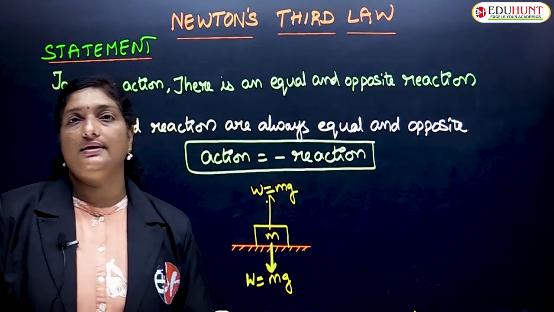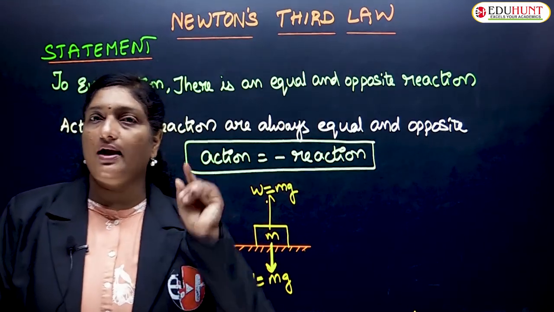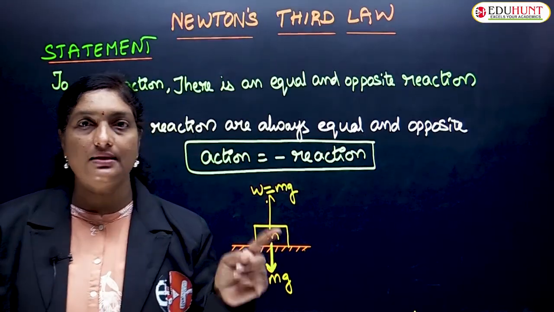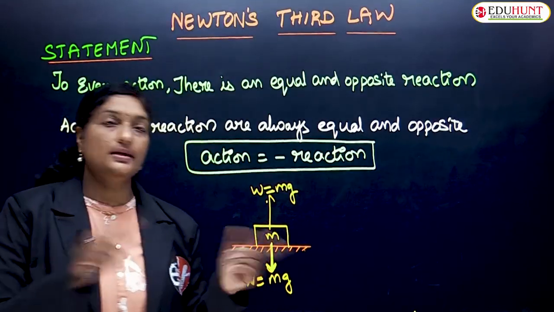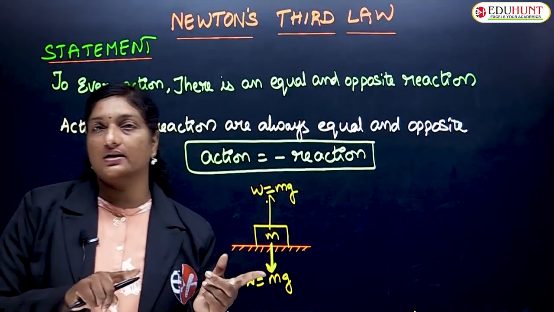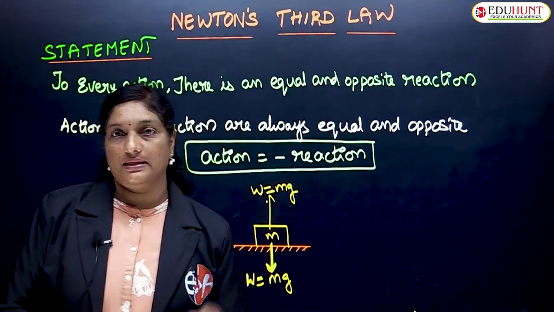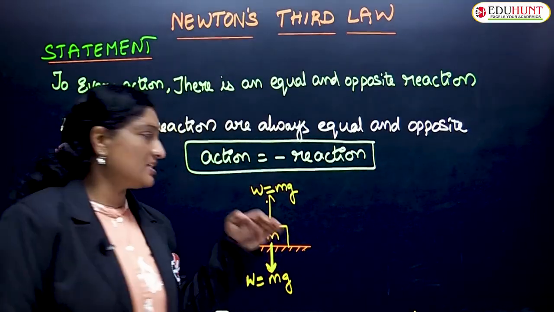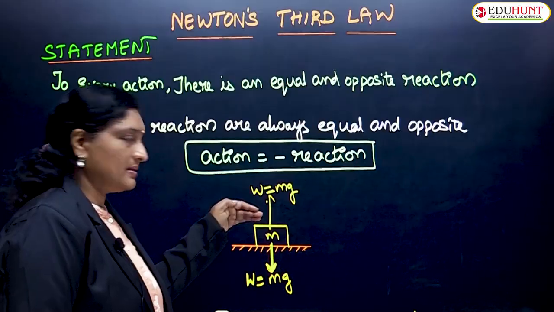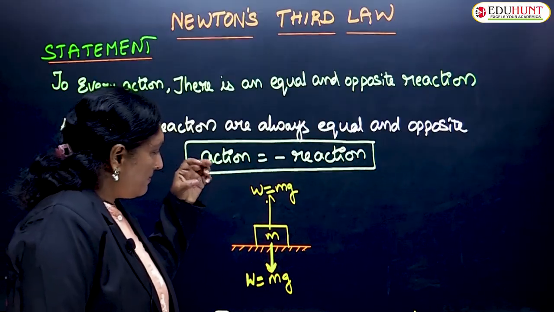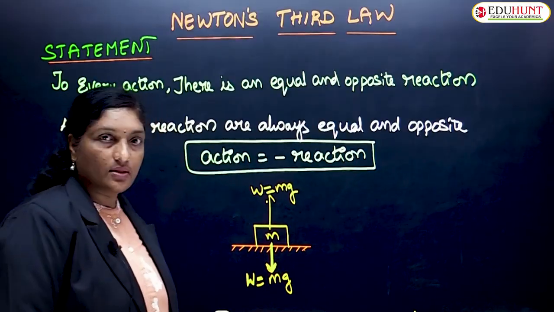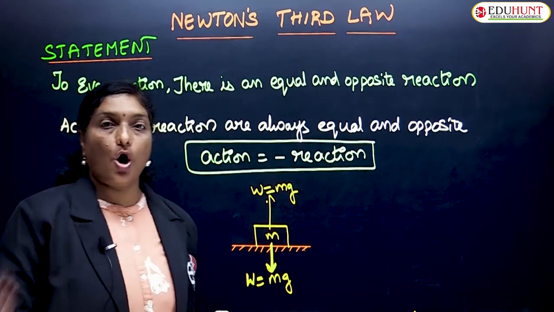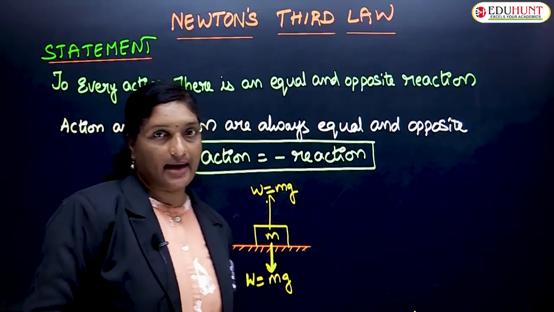So what Newton's third law says is, for every action there is an equal and opposite reaction, and this action and reaction act on two different bodies. These two are equal and opposite, equal in magnitude but opposite in direction. This is the best example. The action is the force exerted by the block on the floor. The force exerted by the ground on the block in the opposite direction is the reaction.